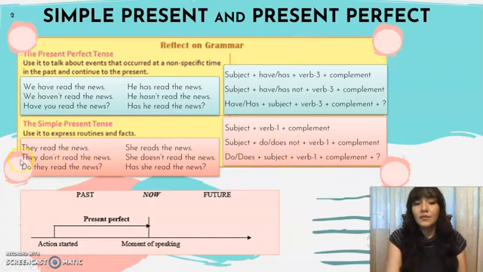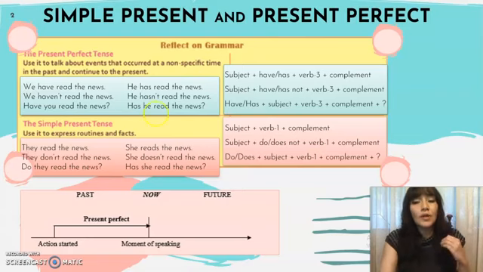In the case of the negative, subject, auxiliary verb do. In this case it is don't, but it's the contraction of do plus not. We have the verb in the base form and complement. And also here we have another example. She reads the news. Can you tell me what you can see? What changed in these both sentences?